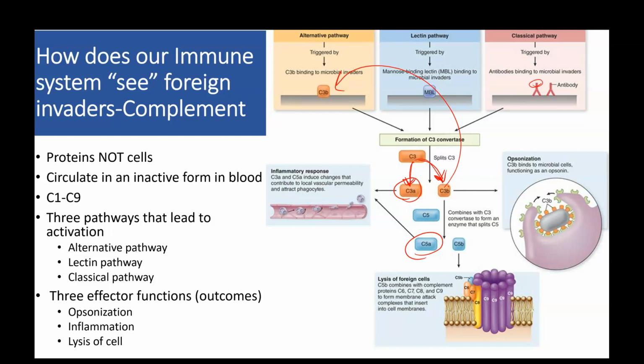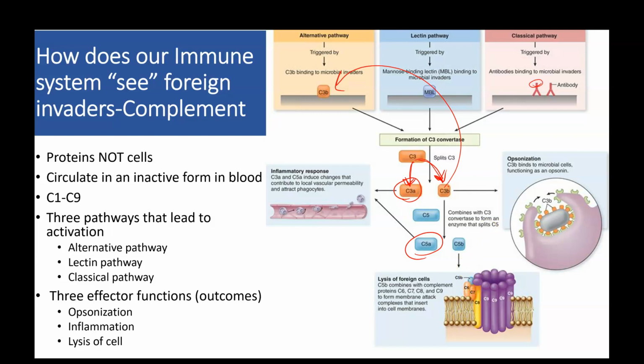Now, on the other hand, we can have C3b directly attaching to the external cell membrane of bacteria or viruses or whatever this foreign pathogen might be. And when C5 goes and attaches to that cell membrane, it's going to start attracting other portions of complement.